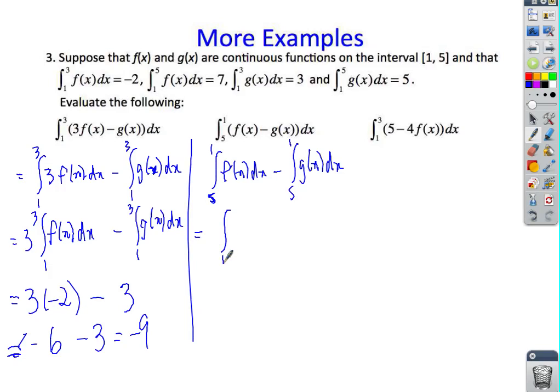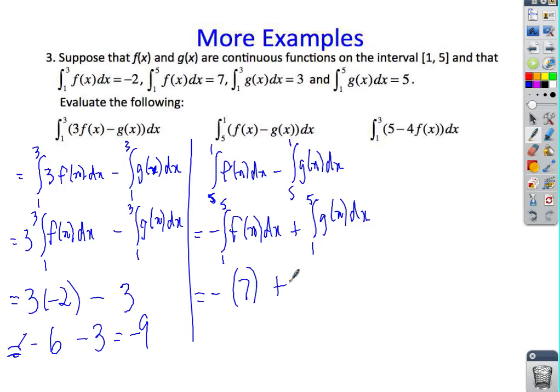So now, if I change it from 1 to 5, it becomes the negative of this, f of x dx, and obviously the negative of the second one as well, which now becomes positive. And now we can substitute in our values. This is negative of 7 plus 5, and our final answer then would be negative 2. I'll leave the third one for you to try on your own.